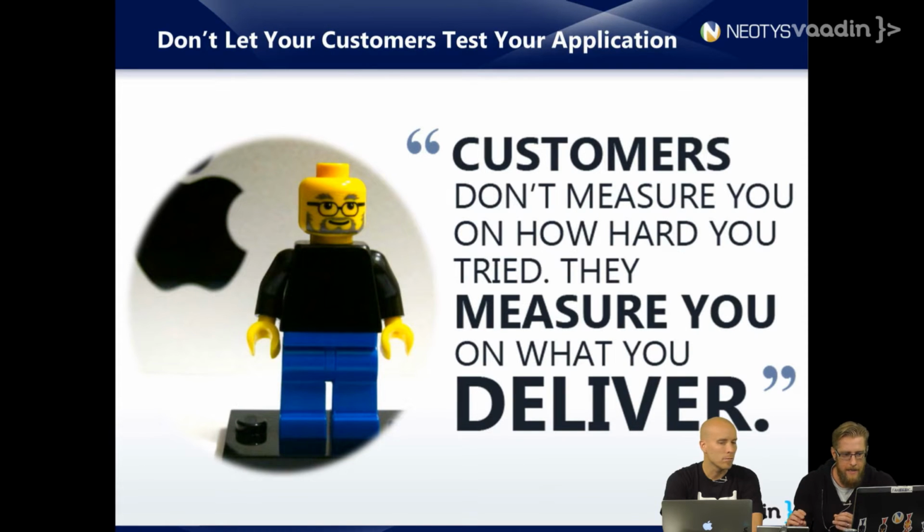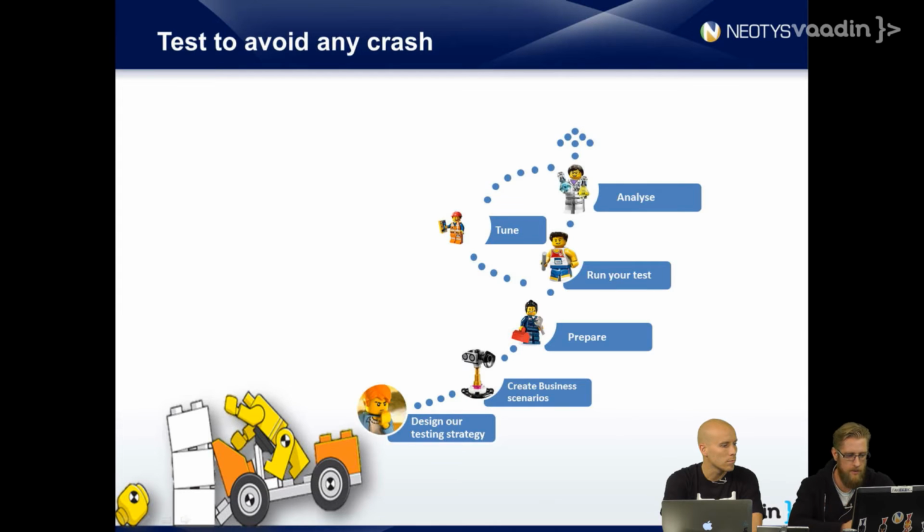Even if we have spent months and lots of effort designing the architecture and coding the system, if something goes wrong, our customers are measuring what we're delivering. They don't care about how hard we've been working. So that's the idea, please remember this. So how do we test that? Basically, we want to avoid any crash in production. We want to secure the deployment. We want to make sure that nothing goes wrong with our application.